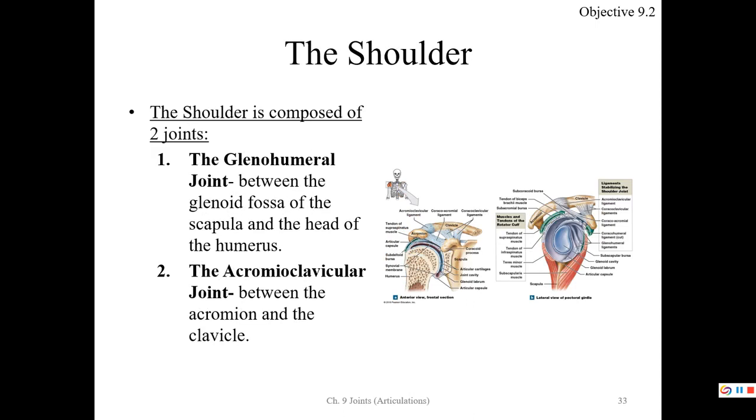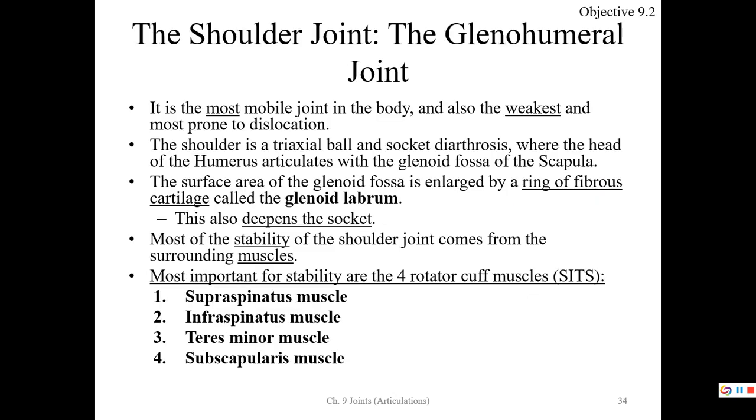All right, now let's get into another big joint. Let's talk about the shoulder joint. The shoulder is actually two joints: our glenohumeral joint and our acromioclavicular joint. The glenohumeral occurs between the glenoid fossa of the scapula and the head of the humerus. The acromioclavicular happens when the acromion of the scapula and the clavicle articulate. Now, the glenohumeral is by far the most important. It is the big one.